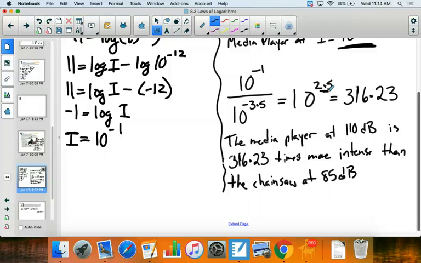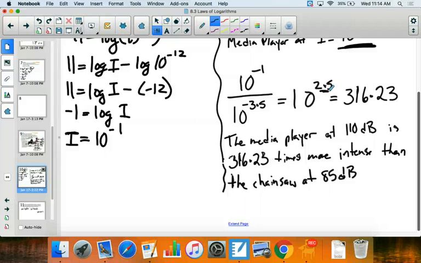So a change from 85 to 110 decibels, while you might look at it and think, oh, it's only 30 decibels in difference, is actually 316 times more intense. Okay? So that MP3 player with the headphones in at full blast is 300 times more intense than just the sound of a chainsaw.